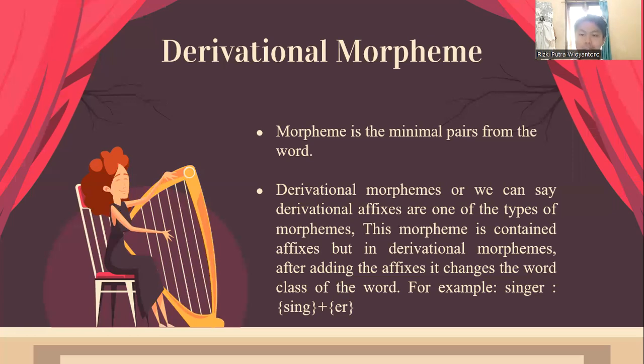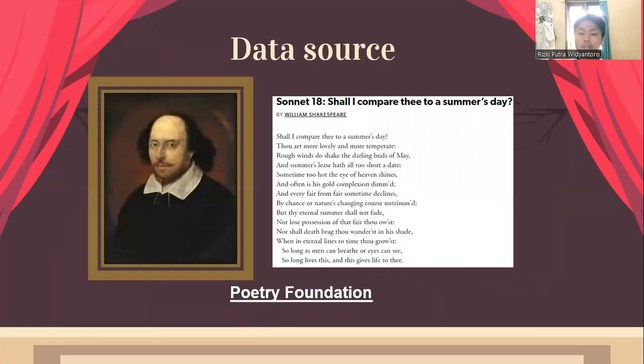So next, this is the data source. I take the data from the Poetry Foundation. Poetry Foundation is a website, a library of poems. There are a lot of poems inside this website. So this is also the portrait of William Shakespeare.